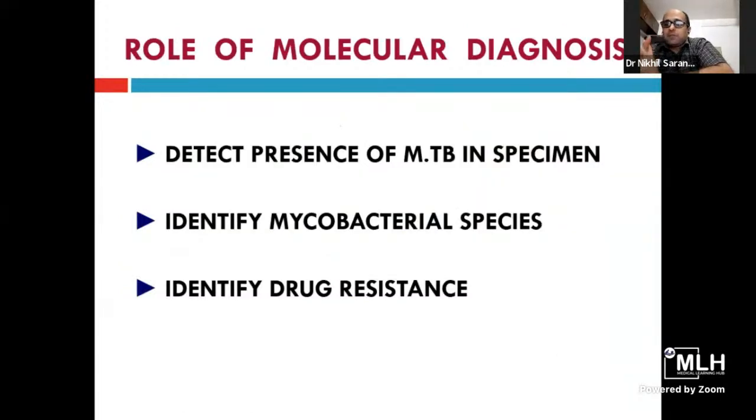Ultimately, culture is the gold standard, but it takes time. All said and done, nowadays we don't have that much time. We are trying to end TB by 2025, and it's already 2022. So we now rely more on the molecular methods. So what do these molecular methods do? They detect the presence of Mycobacterium tuberculosis in specimen. They identify the mycobacterial species as Mycobacterium tuberculosis. And they also identify drug resistance or sensitivity so that you can start an appropriate regimen of anti-TB drugs.